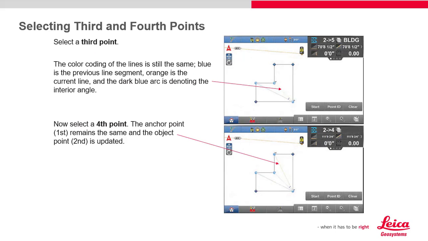As you tap more points, the color coding of the lines is still the same. Blue is the previous line segment, orange is the current line, and the dark blue arc denotes the interior angle. Now, tap on a fourth point. The anchor point, the first one, still remains the same, and the object point, number 2, is updated.